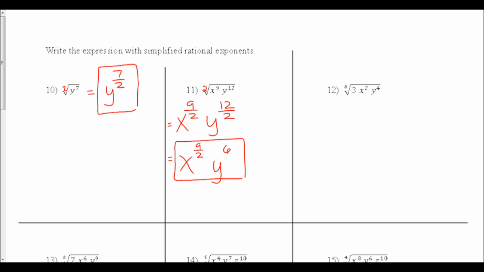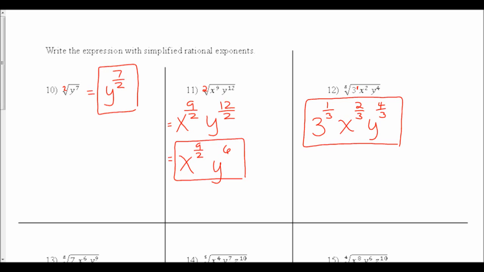On number 12, I have a cubed root, so each of my fractions in my exponents will have a denominator of 3. I also need to be careful because 3 has a power of 1 even though it's not written, so my 3 will be to the 1/3 power. My x will be to the 2/3 power, and my y will be to the 4/3 power. None of those fractions can be simplified, so again, I'm done with that one.